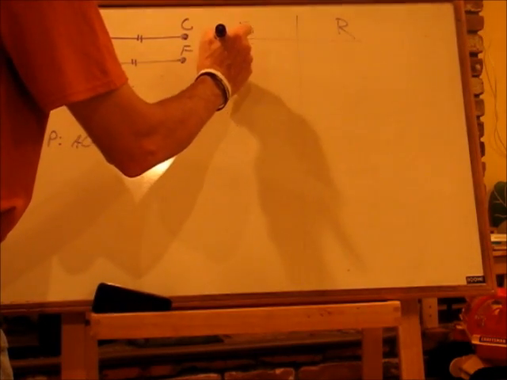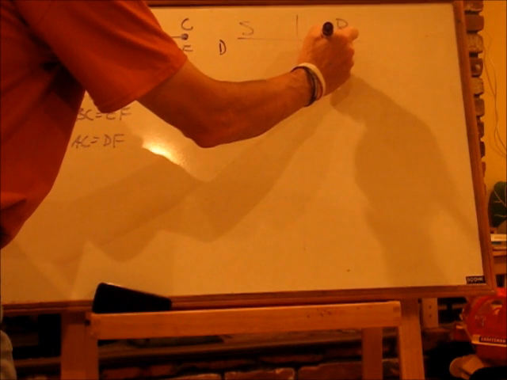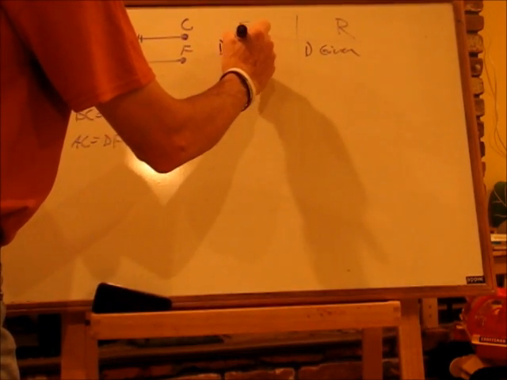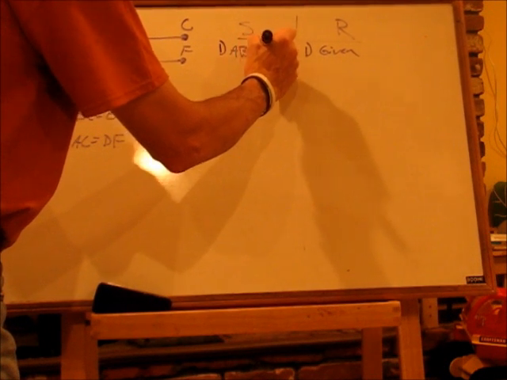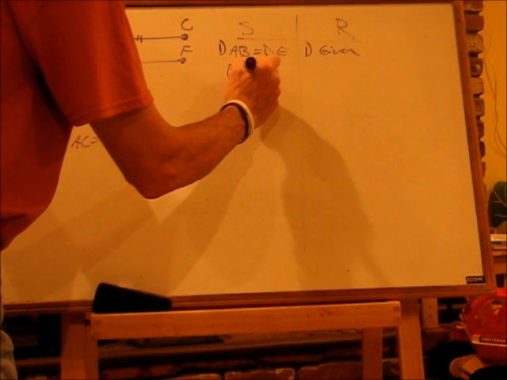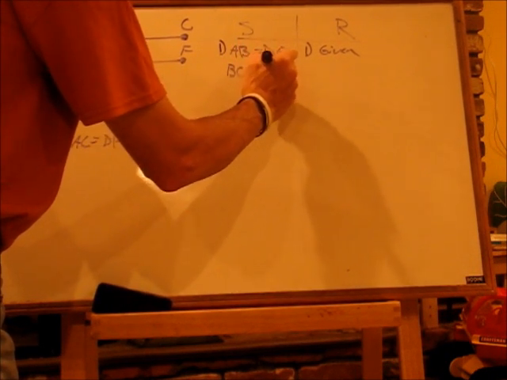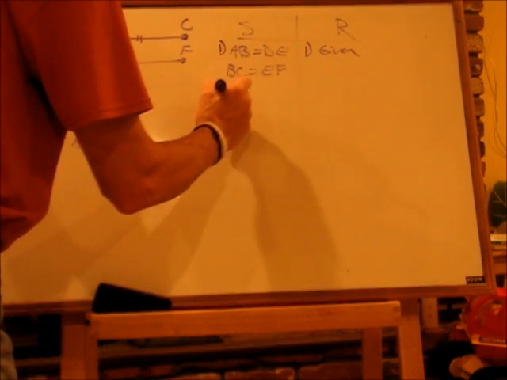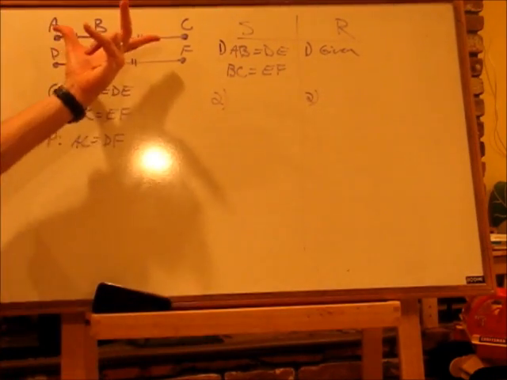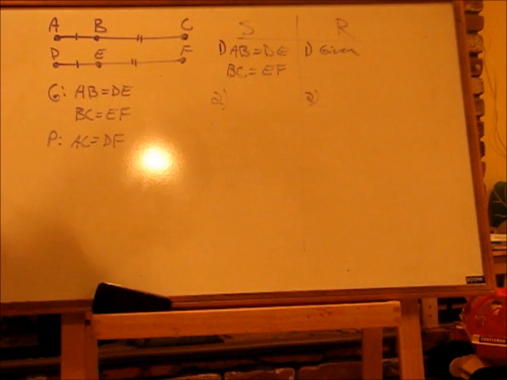So as we set up this proof, again, we said 99% of the time, what are we going to start off with? The given. So I'm going to put AB equals DE, and BC equals EF. Well, if we're trying to prove that those whole segments are congruent or equal to each other in length, what do you think I need to do with these two pieces?